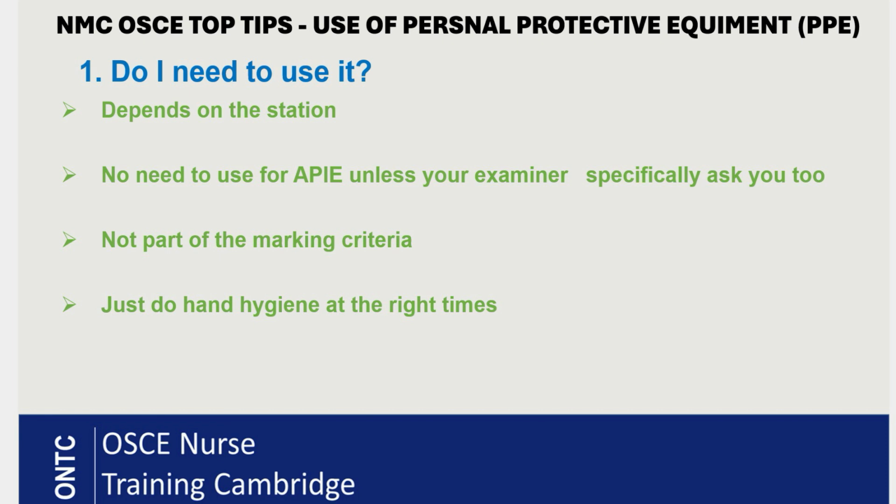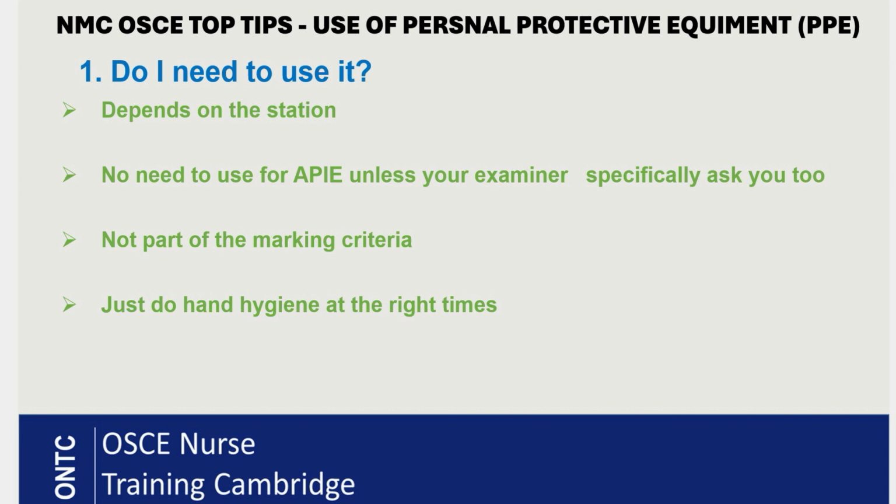So the first question, on the first slide: do I need to use it? To answer that one for you, it depends on the station. For the API stations, A is assessment, P is planning, which is a written station anyway, I is implementation, and E is evaluation, which is a verbal station. So definitely not for planning and evaluation, because one is written and one is a verbal handover. That leaves assessment and implementation.